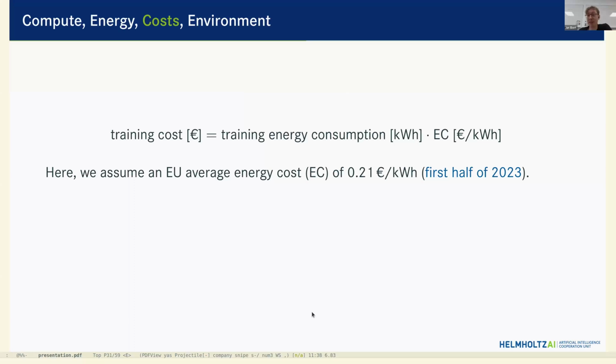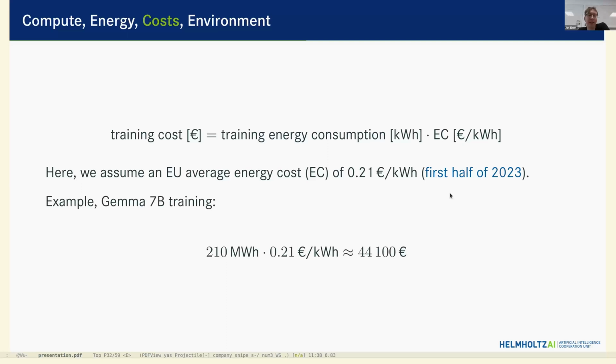Since we already know how much energy we need to train our model, we can simply take the cost of energy and multiply the two numbers. So in the first half of 2023 in the EU, for industry, it cost around 21 cents per kilowatt hour. So once again, we just put this number into our formula, and we get that it should have cost around 44,000 euros to train this Gemma 7B model.